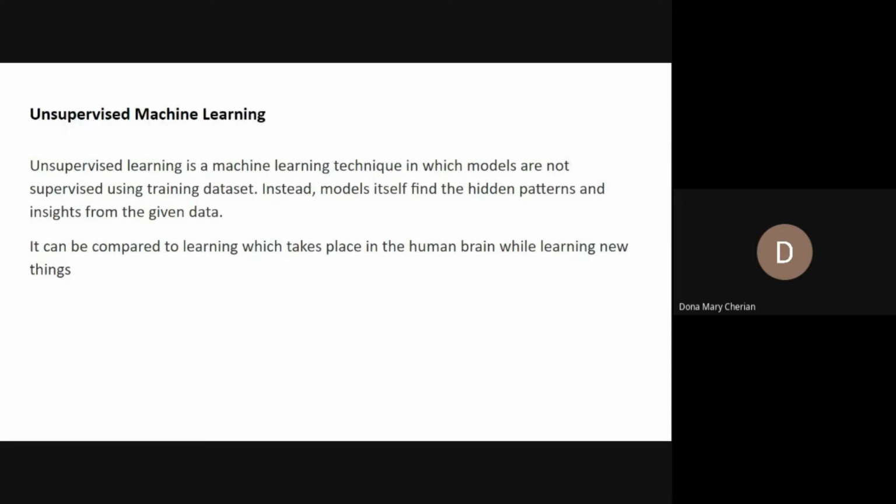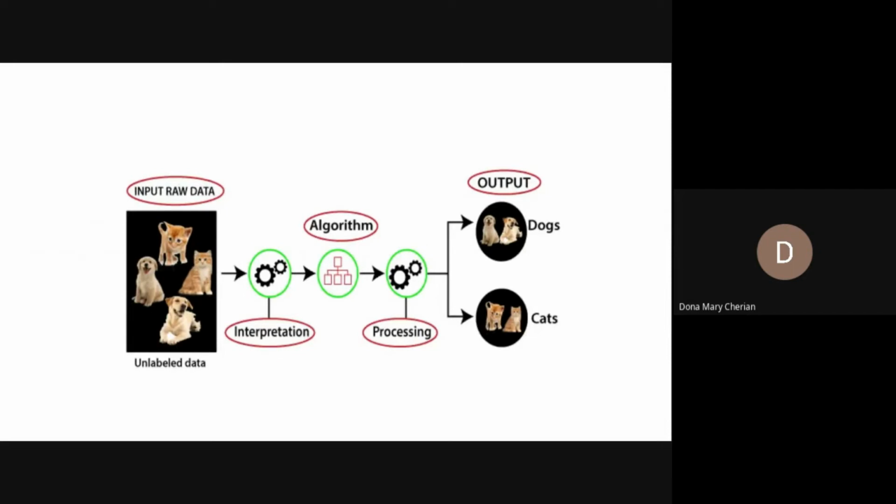The next learning technique is the unsupervised machine learning technique. Unsupervised learning is a machine learning technique in which models are not supervised using a training dataset. Instead, the model itself finds the hidden patterns and insights from the given data. It can be compared to learning which takes place inside the human brain while learning new things. So in unsupervised learning, there is no supervisor for guiding the learning technique. The goal of unsupervised learning is to find the underlying structure of the data set, group that data according to the similarities, and represent that data set in a compressed format. This figure explains the working of unsupervised learning.